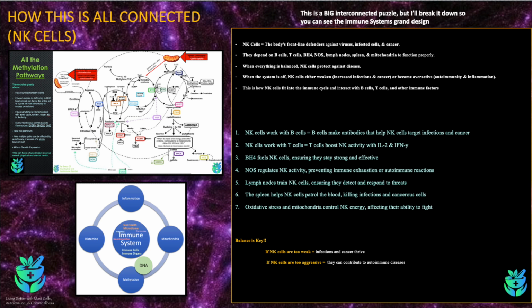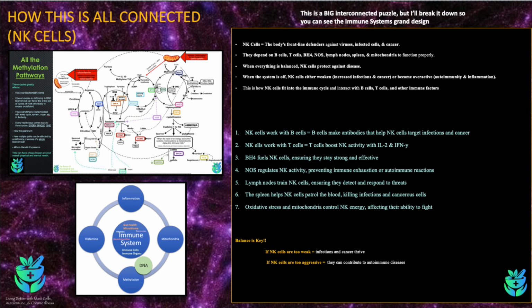This is how natural killer cells fit into the immune cycle and interact with the B cells, T cells, and other immune factors. So to recap, natural killer cells work with B cells, and B cells make antibodies that help the natural killer cells target infections and cancer. Natural killer cells work with T cells. T cells boost natural killer activity with interleukin 2 and interferon gamma. BH4 fuels natural killer cells and ensures that they stay strong and effective. And NOS regulates natural killer cell activity, preventing immune exhaustion or autoimmune reactions.